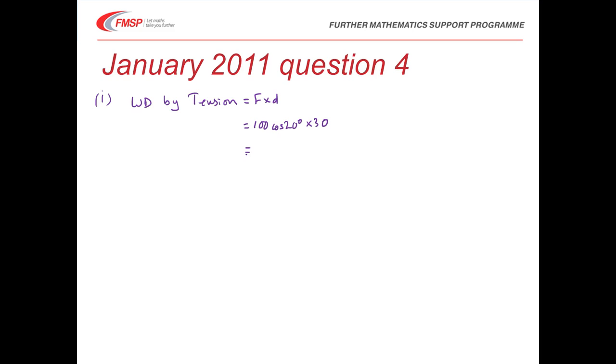Well, if you multiply all that out, you get 2820 joules to 3 significant figures. But I'll just make a comment that although we have an answer there to 3 significant figures, later on I'm going to use the more exact value, which I'm just going to pop back in here, of 3000 cos 20 degrees. Okay, that's the work done.